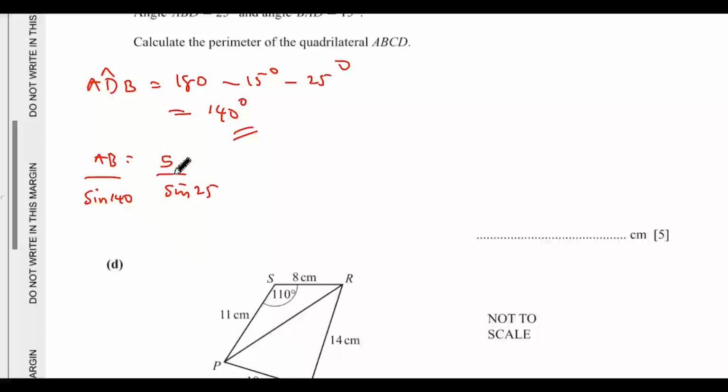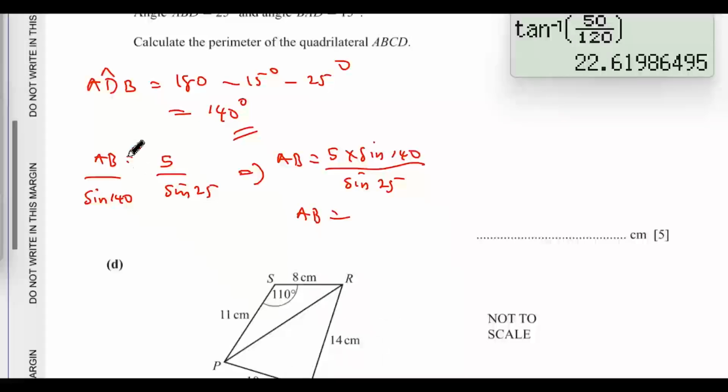If you cross multiply and make AB the subject of the formula, AB equals 5 multiplied by sine 140 degrees over sine 25. We can input this into our calculator straight away. We need a fraction, then we have 5 multiplied by sine 140 degrees, close this bracket, and the denominator is sine 25 degrees. Close the bracket, hit enter. That gives 7.60.